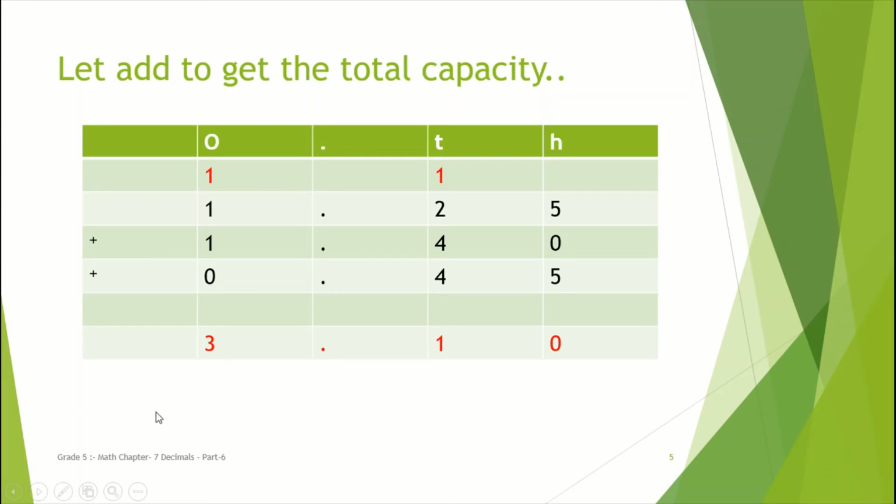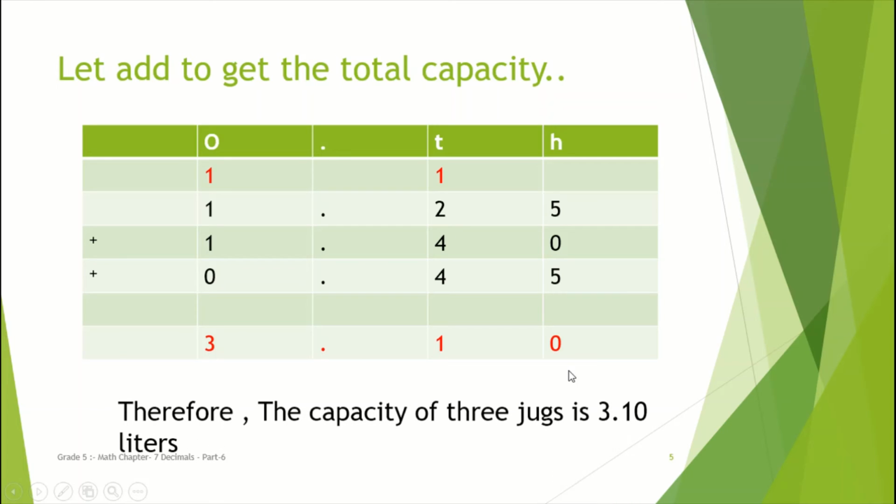Okay. Now we will solve the whole number part. We have completed our decimal part. Now we'll add the digit that is at 1's place. So here we have 1 plus 1 plus 1 plus 0. So 1 plus 1 is 2 and 2 plus 1 is 3. So here I have put 3. So here we have got the total capacity that is 3.10.